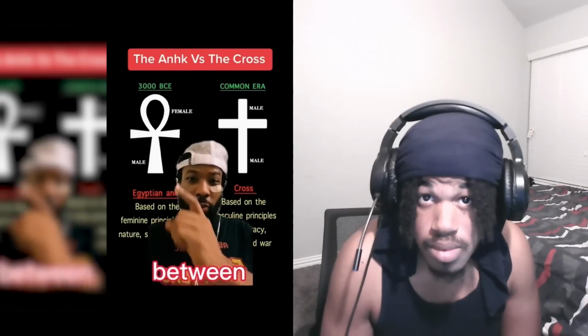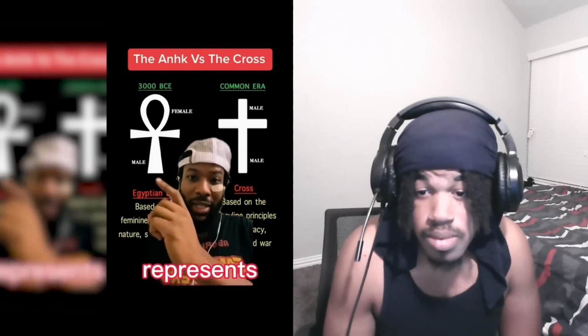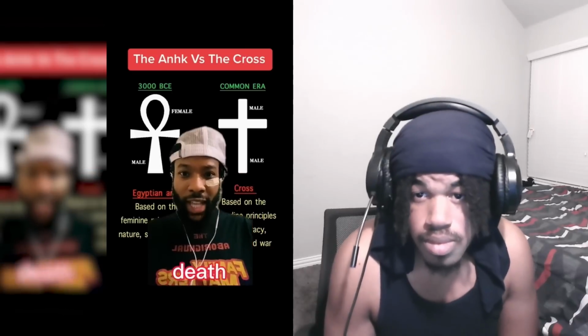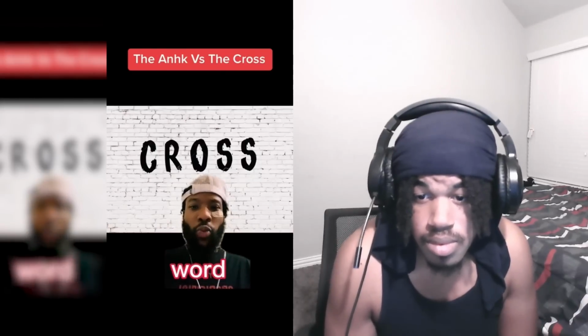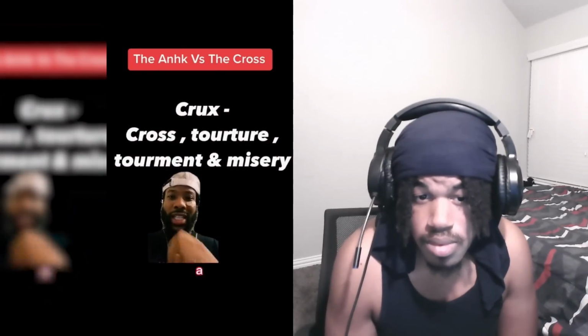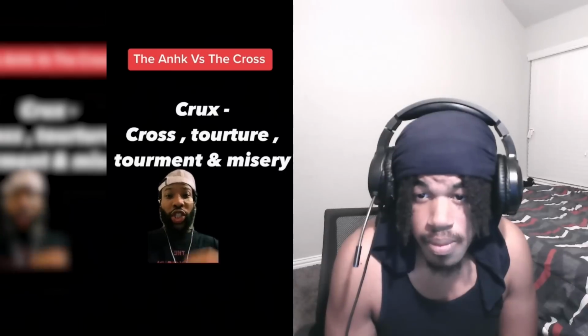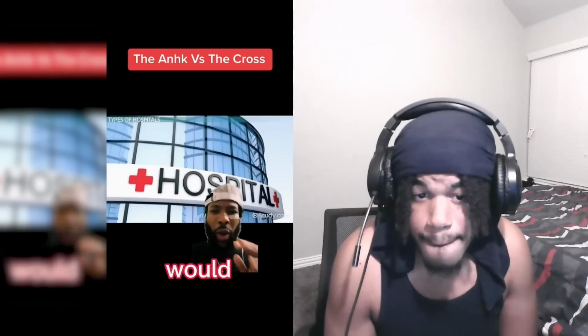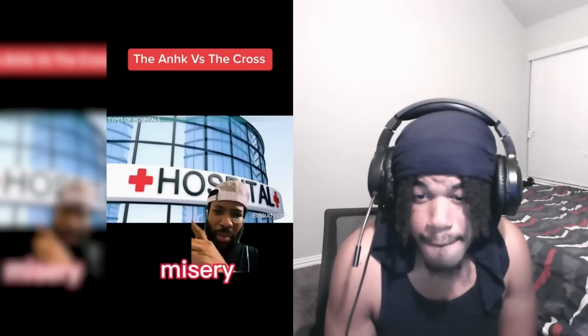Here's the difference between the Ankh and the cross. The Ankh represents life while the cross represents death. Cross comes from the Latin word crus. In Latin, crus is a noun that means cross, torture, torment, and misery. So why would they use a sign for torture and misery on a hospital?